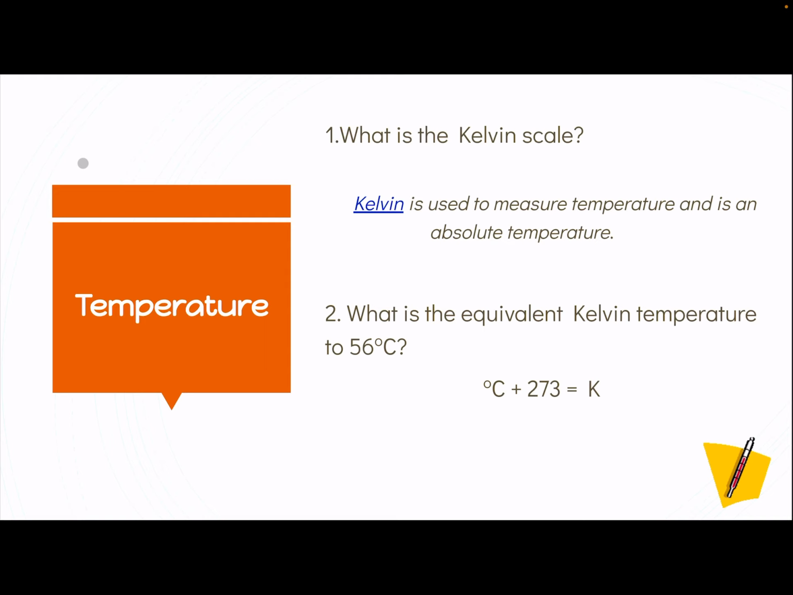In order to convert a Celsius temperature into Kelvin, we're simply going to add 273. So let's look at an example. If I know that a substance is at 56 degrees Celsius and I want to convert that to Kelvin, I'm simply going to add 273, and that's my value in Kelvin. Simple, right?